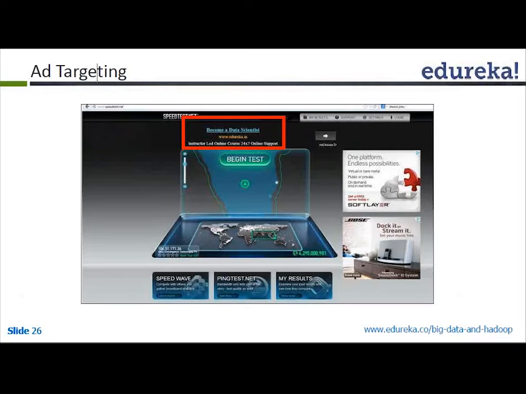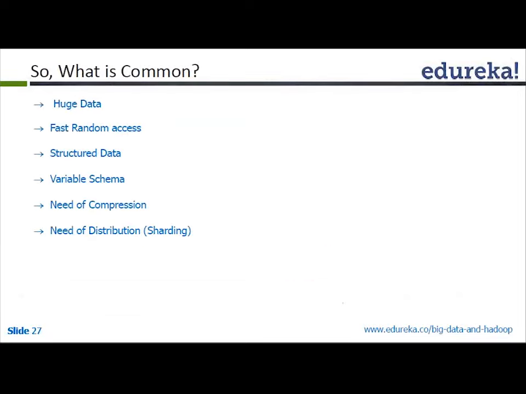So what did I show you? I had shown you LinkedIn, Twitter, Facebook, and ad targeting. So what is common in all of these four different sites that I have shown? All of them have a huge amount of data. All of them need random access. That means I'm not interested in a complete analysis of all the file. I'm interested in an individual record, and I want to analyze that record.